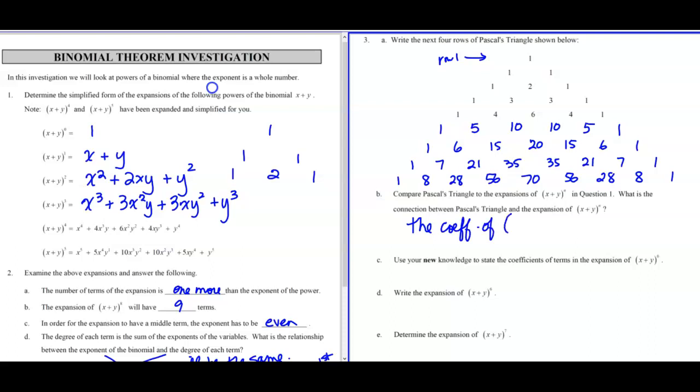So the coefficients of x plus y to the n are the terms in which row? Here, if we have, for example, x plus y squared, that's in the 3rd row. So in row n plus 1, one more than that exponent.